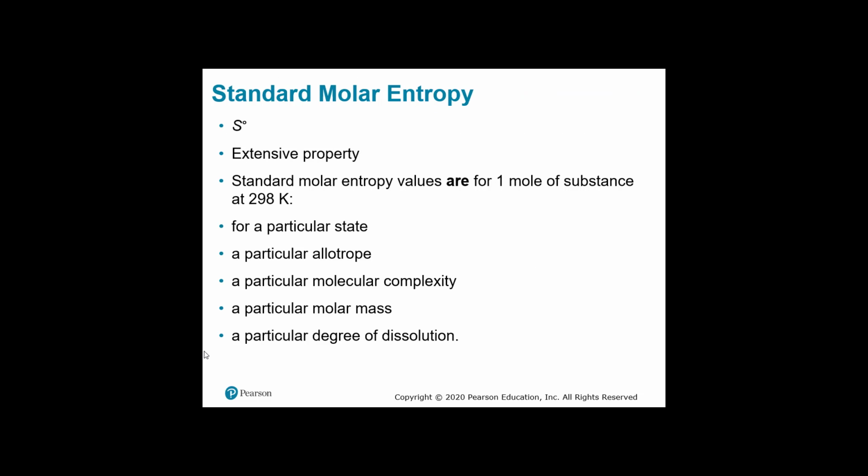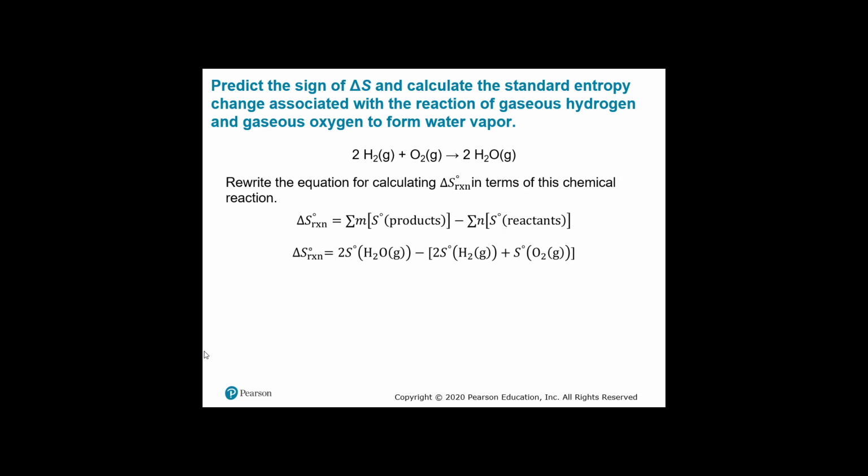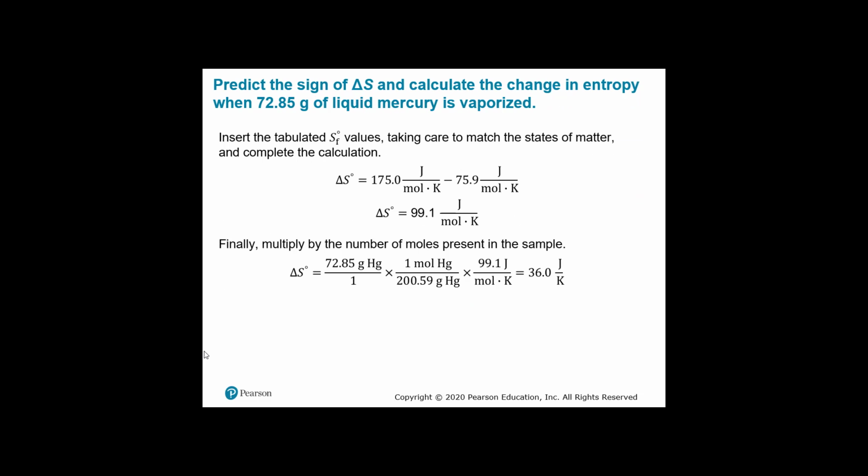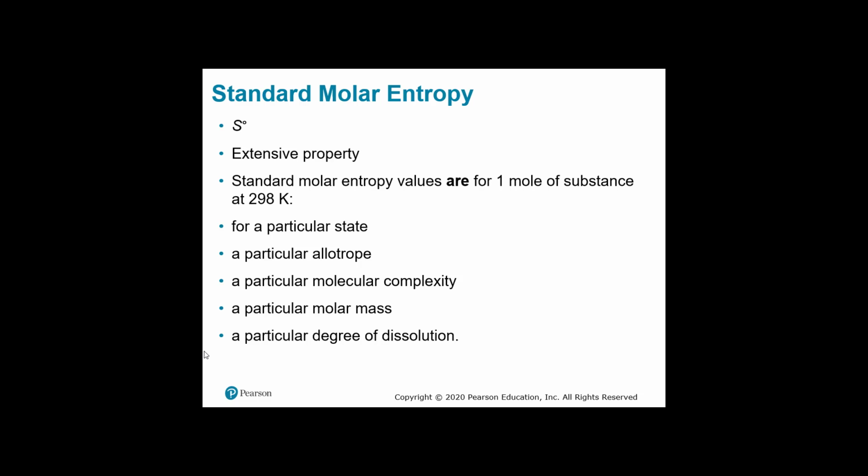Standard molar entropy, a review, is an S with that nice little dot as a superscript. It is an extensive property, meaning that it does matter how much is there that we're calculating. Standard molar entropy values are for 1 mole of a substance. So when you look at a table, that is always for 1 mole. And things that affect it are the particular state, because you can see if you look at a table here the different values for liquids and solids and gases. I probably did that too fast, but you understand. A particular allotrope, a particular molecular complexity, a particular molar mass, and a particular degree of dissolution. We're going to break these down.